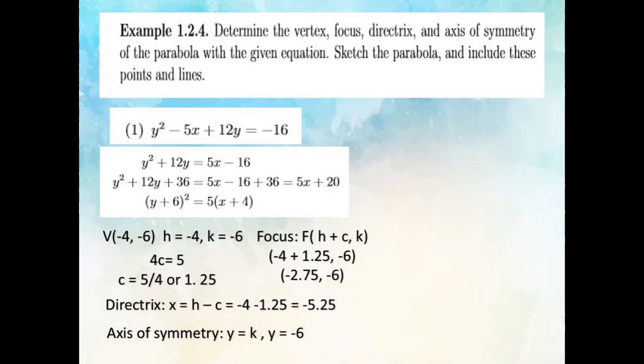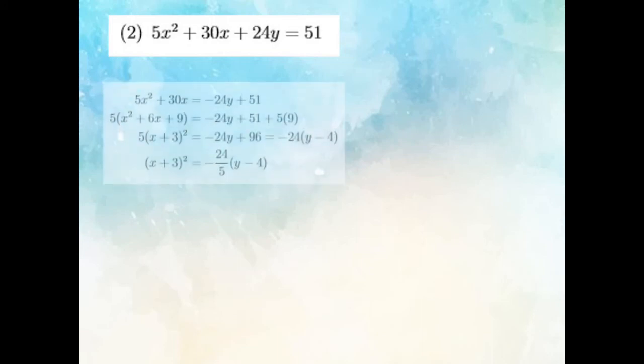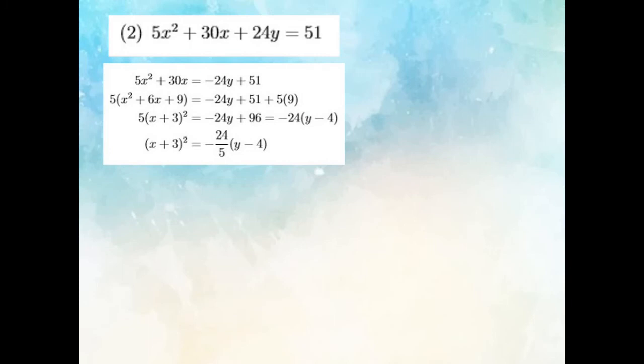Now this parabola is opening to the right. The graph looks like this. Number 2. 5x squared plus 30x plus 24y is equal to 51. Now let's group all the x. So 5x squared plus 30x is equal to negative 24y plus 51.